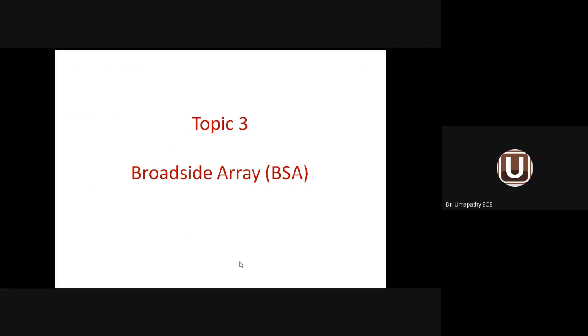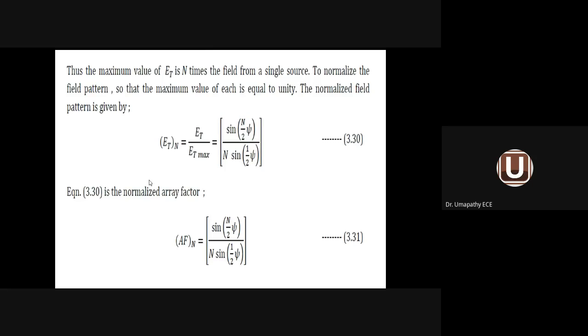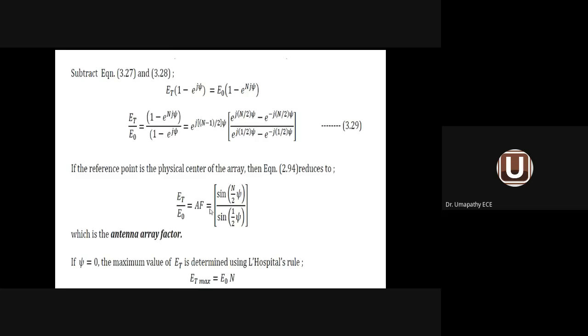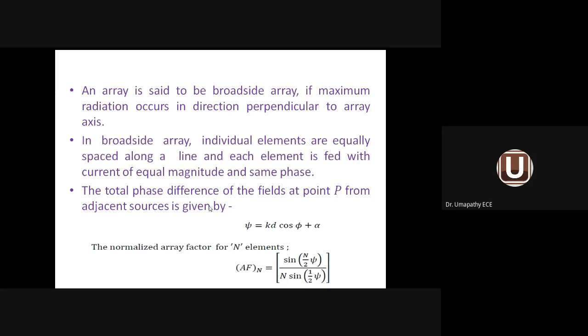Now we are entering into the 2 important topics, broadside array and end-fire array. So the broadside array and end-fire array must start with this expression and this diagram, this n-element uniform array. If I go to broadside array, I can call it an n-element uniform broadside array. If I go to end-fire array, I can substitute this diagram as an n-element uniform end-fire array. That is the only difference. The expressions for ET, array factor and all are common for both the broadside array and end-fire array. So I was telling the meaning of broadside array, BSA.